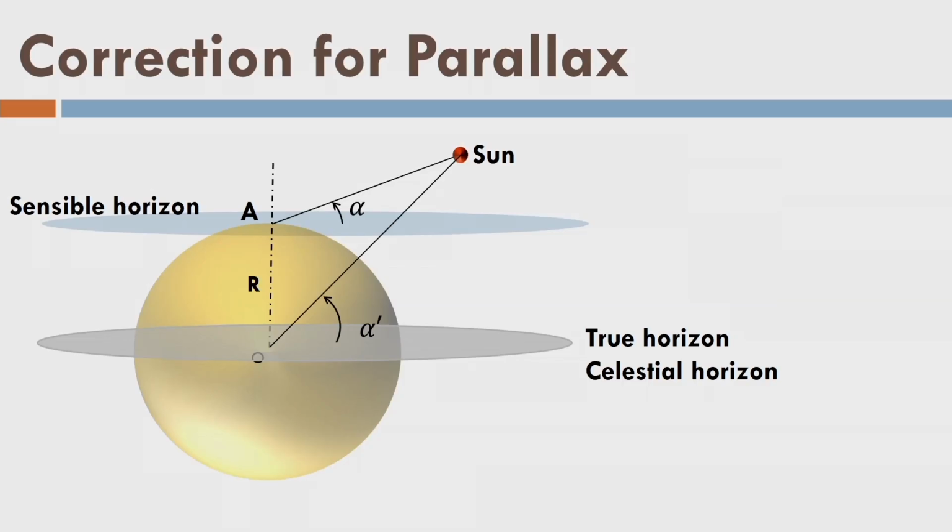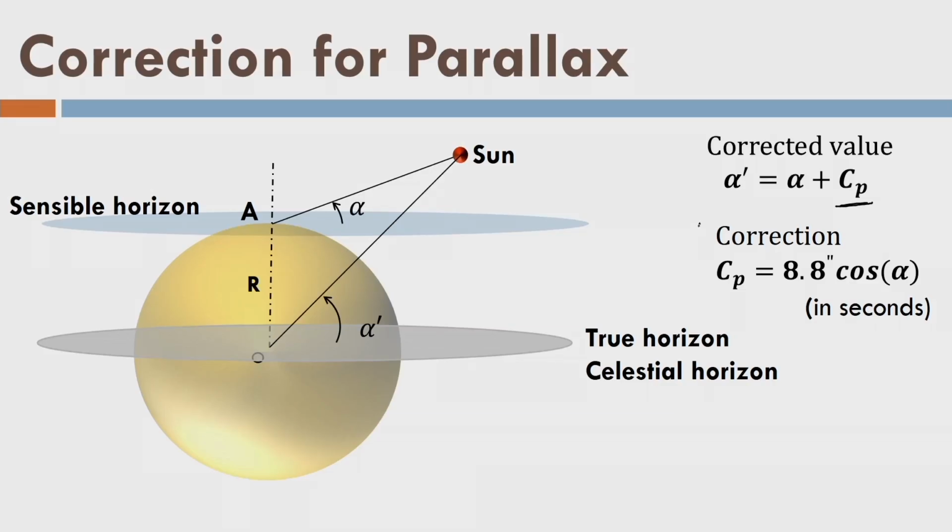So this is the correct angle. I should measure alpha dash, not alpha. I need to apply a correction for the parallax, and this correction is given by Cp in seconds. So you put the value of alpha that you measure here, and then you find this Cp. Again it will be a positive correction, as visible from the image, that angle alpha dash is more than alpha. So we will put a positive correction here.